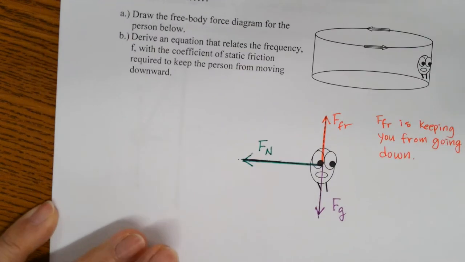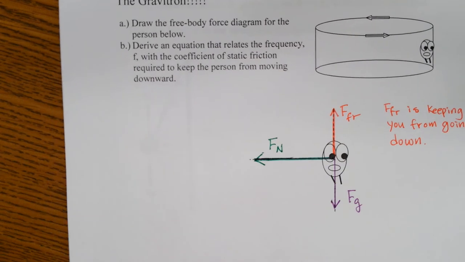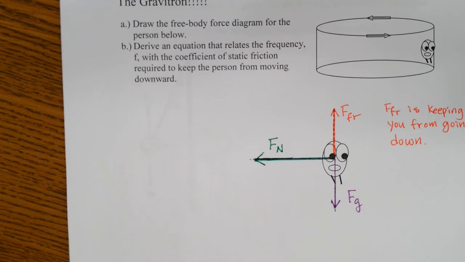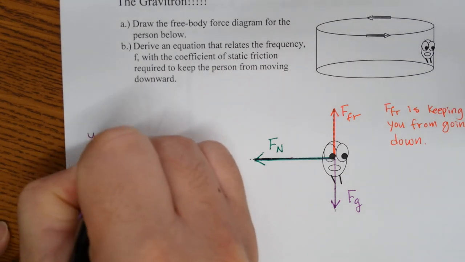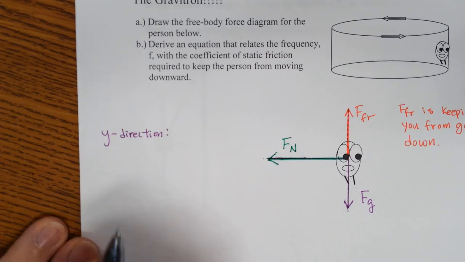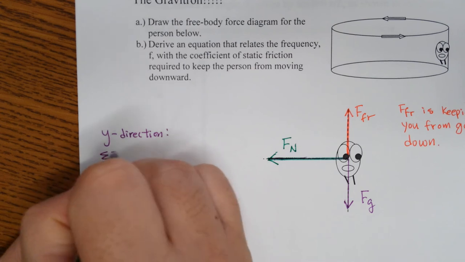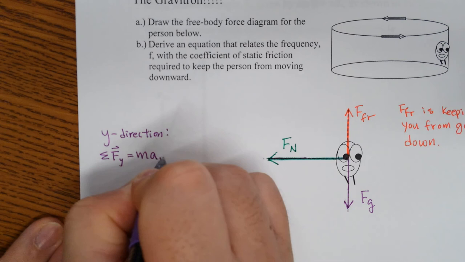So let's think about how they are all related. We know a few things. Let's take a look at horizontal and vertical motions. Let's think about the y direction. In the y direction, I have the sum of all forces in y is equal to m a y.